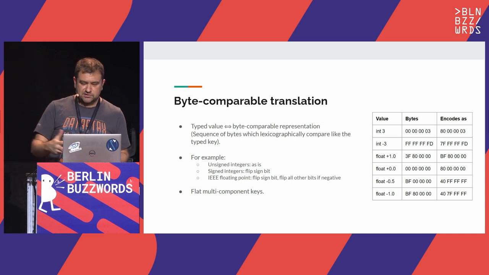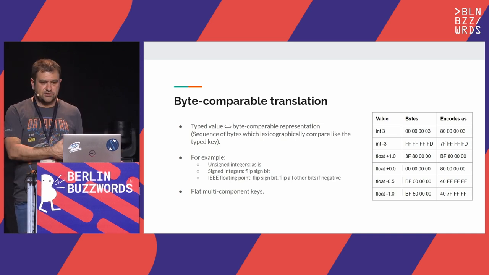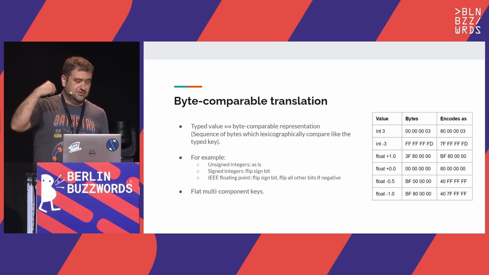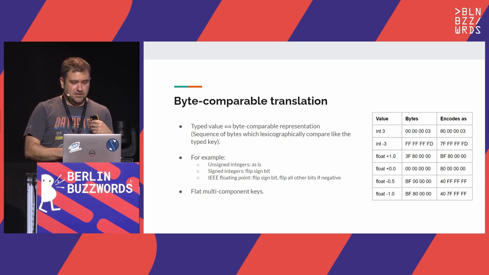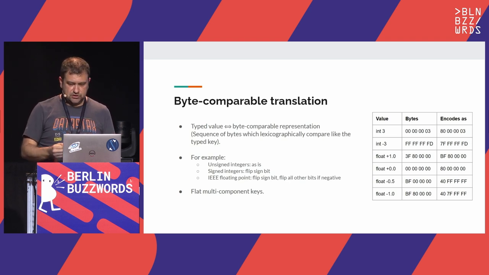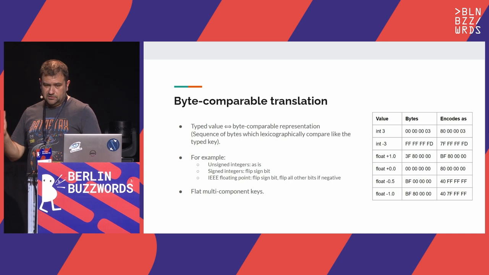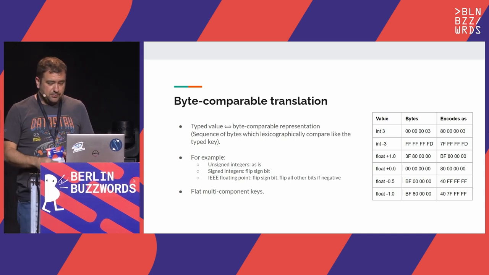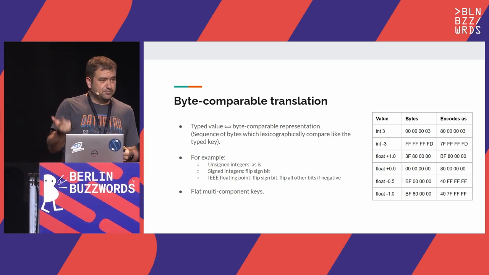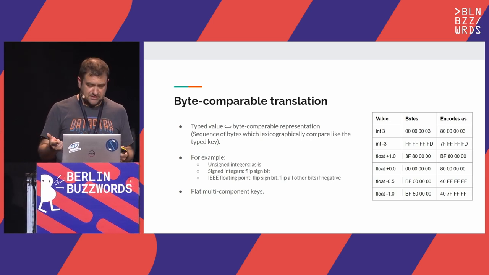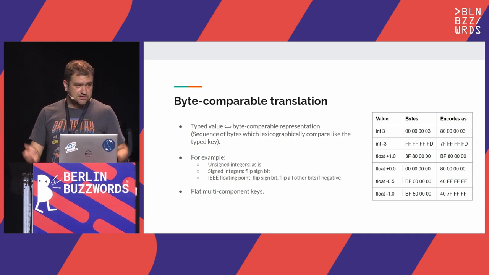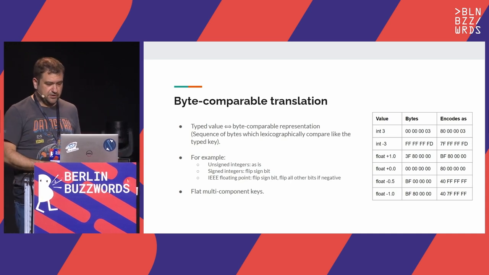The simplest example is signed integers. Because negative values have their sign bit 1, the usual comparison would put them above positive integers if we're comparing bytes by unsigned value like we do in strings. This has a very simple fix: just flip the sign bit. Then negative numbers become smaller than positive ones, and we can use this serialization as a byte-comparable translation.